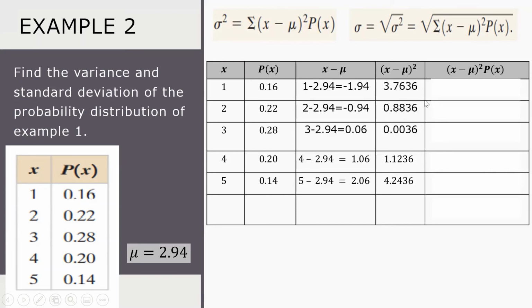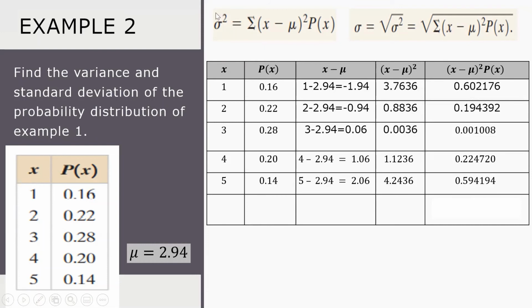Next in the formula, we need to multiply this x minus the mean squared by its corresponding probability. That is 3.7636 times 0.16. This is the product. 0.8836 times 0.22 is this. 0.0036 times 0.28 is this. 1.1236 times 0.20. 4.2436 times 0.14 is this.